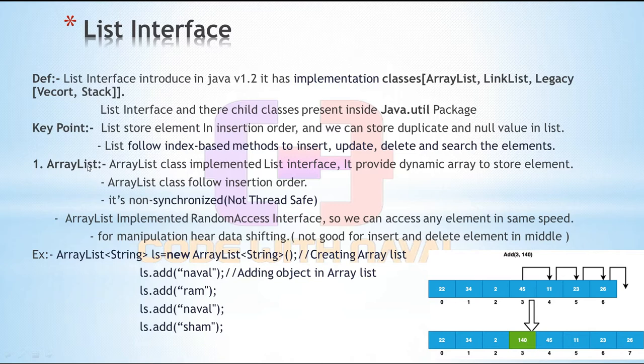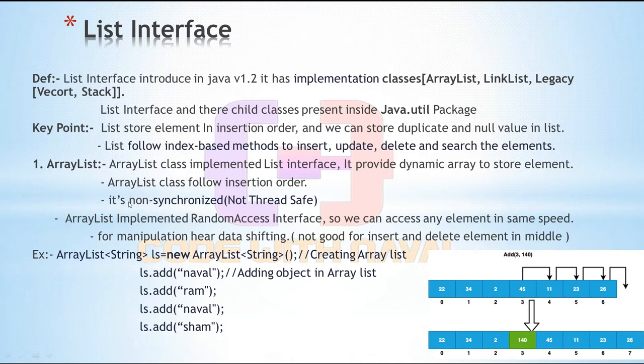First we discuss the ArrayList class. This ArrayList is an implementation of the List interface. Okay, the ArrayList class implements the List interface. It provides a dynamic array to store elements. So what do we mean by dynamic array? It automatically grows. If we store 10 values, then it automatically increases the size. Okay, it's a dynamic array, that's why we call it a dynamic array. The ArrayList class follows insertion order. In what order we store, in that same order we get the data.